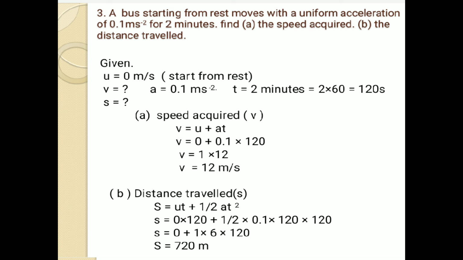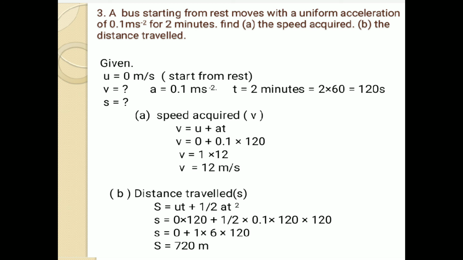First, write down the given: initial velocity u will become 0 meter per second. Final velocity v we have to calculate, so v is question mark. Second, distance traveled is s, so s is question mark. Acceleration they have given is 0.1 meter per second square. Time they have given in minutes, so you have to convert it to seconds. t is equal to 2 minutes, 2 into 60, which is equal to 120 seconds.